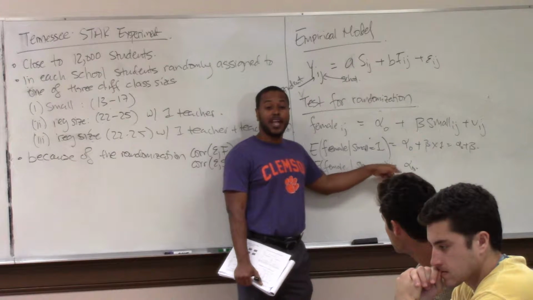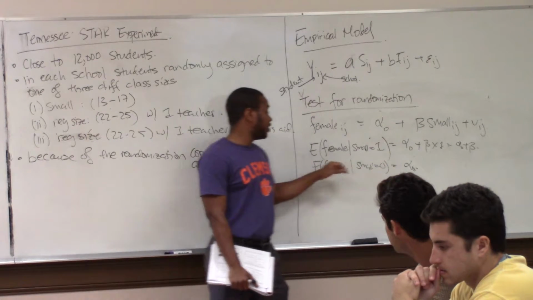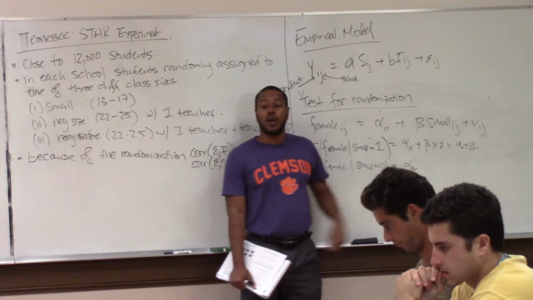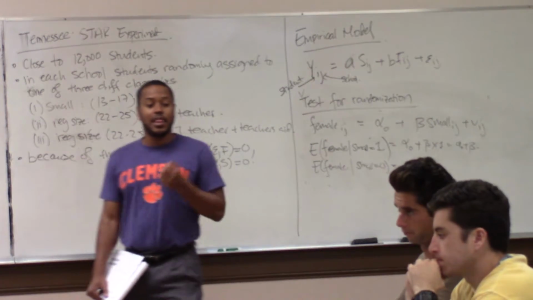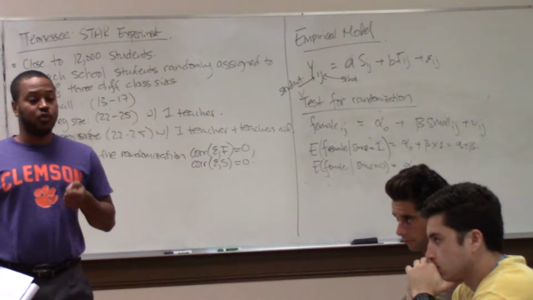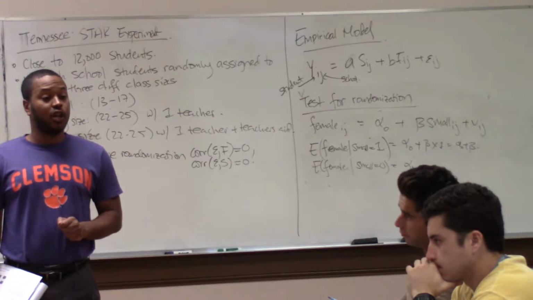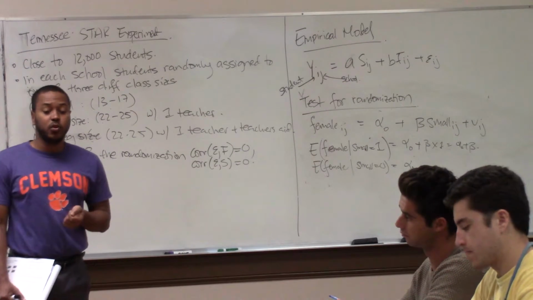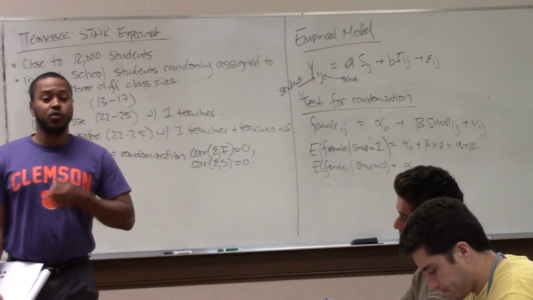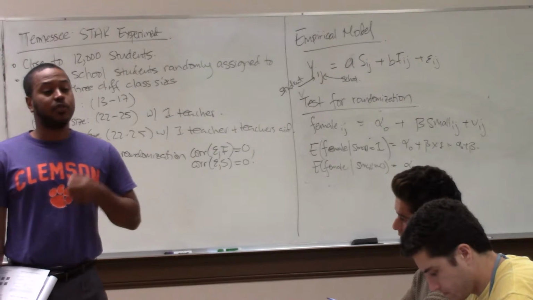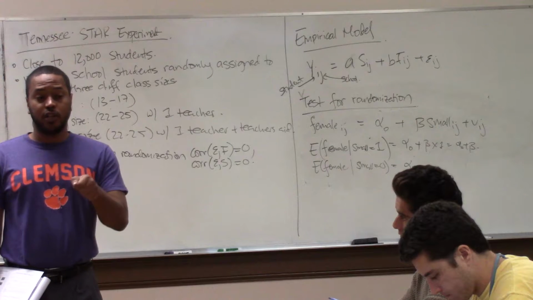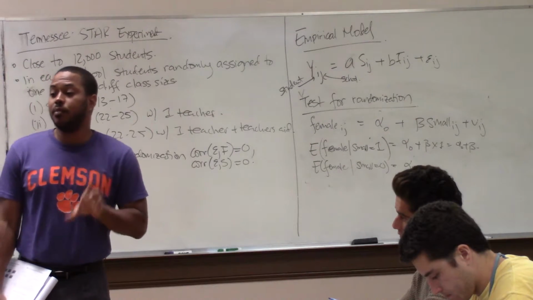And then if we look at what's the probability of female conditional on being assigned to a large class, it's just going to be alpha 0. And so the difference between these two is going to be just beta. And so beta is going to represent how much more likely it is that a female is assigned to a small class versus a large class. And if beta is positive and significant, that suggests that females were more likely to be assigned to the small class rather than the regular class. If beta is negative, it's going to be the opposite.